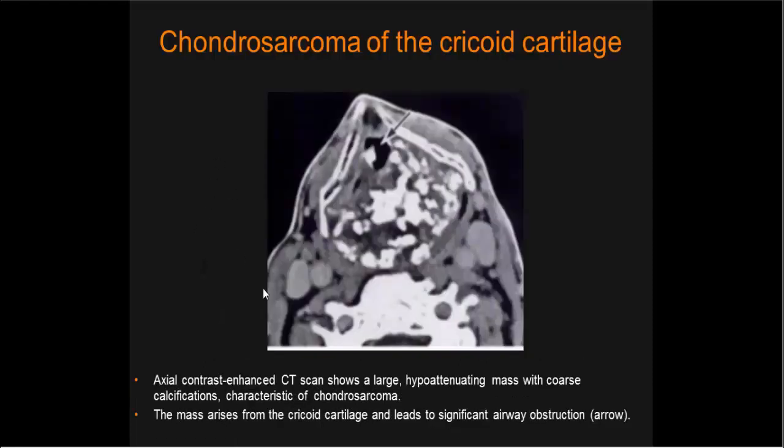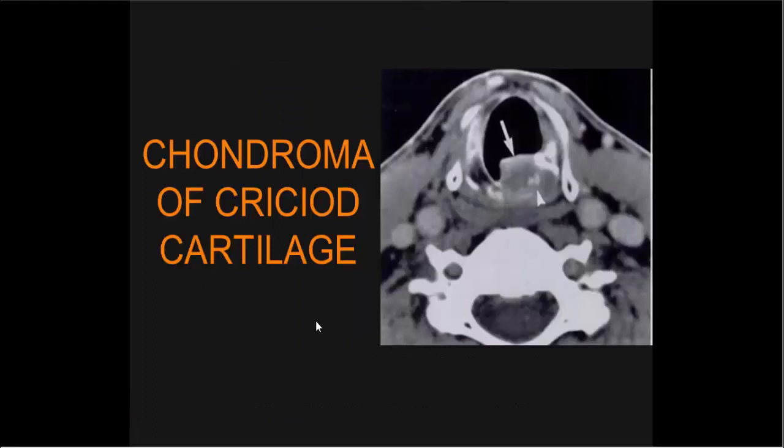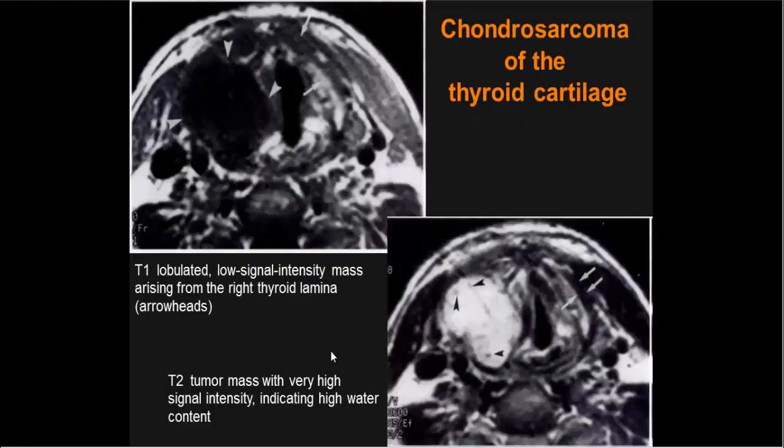Chondrosarcoma of the cricoid cartilage. Axial contrast enhanced CT demonstrates a large hypoattenuating mass with coarse calcification, characteristic of chondrosarcoma. The mass arises from the cricoid cartilage and leads to significant airway obstruction. Chondrosarcoma of cricoid cartilage: widening of the cricoid cartilage by the mass, as we see, soft tissue mass with destruction, and we see these calcifications.